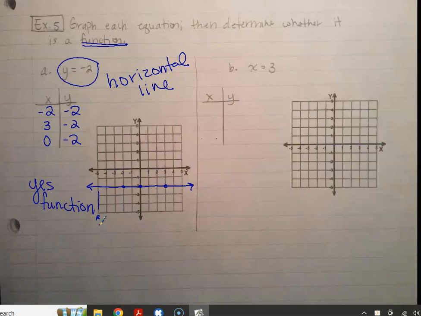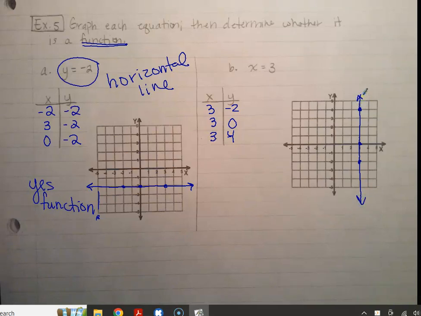All right, now let's look at b, x equals 3. This time we have x equals 3. So we have to put a 3 in each of these columns. What number do we have for y? It doesn't matter. We could have -2, we could have 0, we could have a +4. So let's graph this one: (3, -2), (3, 0), (3, 4). We graph the points. Now connect them. Put your arrows on.